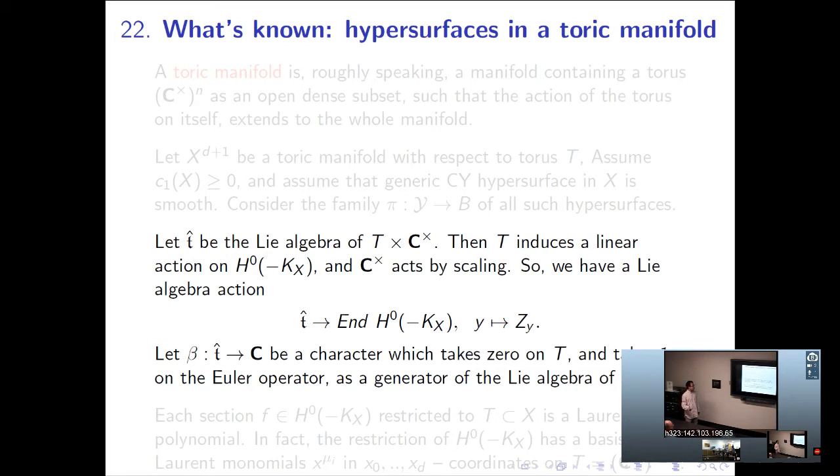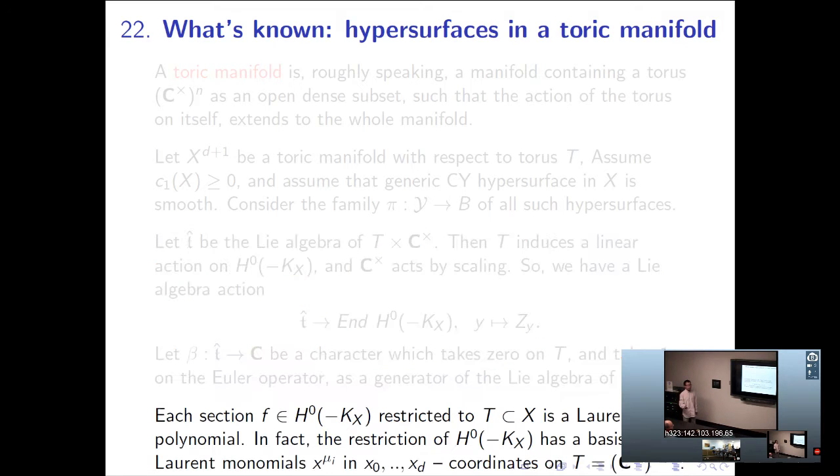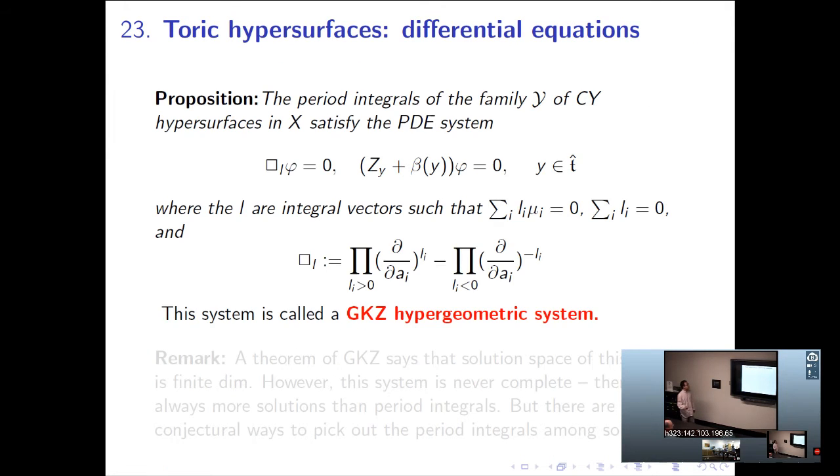And let beta be a character of T hat which takes 0 on T and takes 1 on the Euler operator as a generator of the rescaling action. Now, we know that each global section of the anticanonical line bundle restricted to the torus can be represented as a Laurent polynomial in coordinates on the torus. And we record these exponents by mu sub I. So this mu sub I is going to be important data that will enter the differential equation.